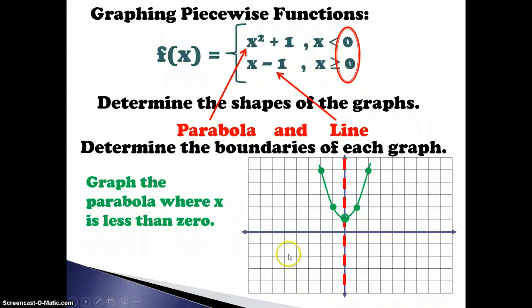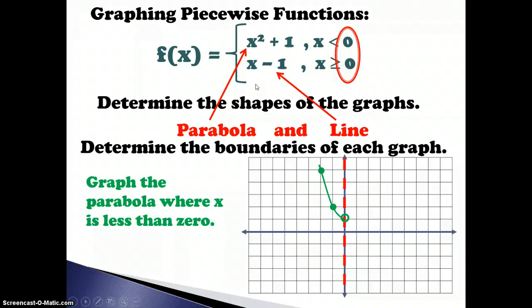So I know my parabola. If I was to graph this, put it in your calculator, go to y equals x squared plus 1. My parabola looks something like this in green. But remember, it's x less than 0, so I want only the second and third quadrants. So I'm going to get rid of this piece right here because that's not what I need. Notice it's an open circle because it's just less than.